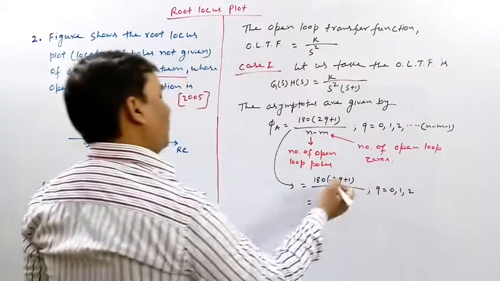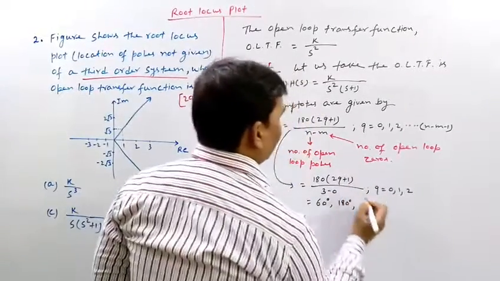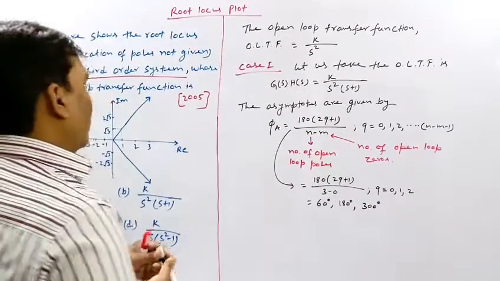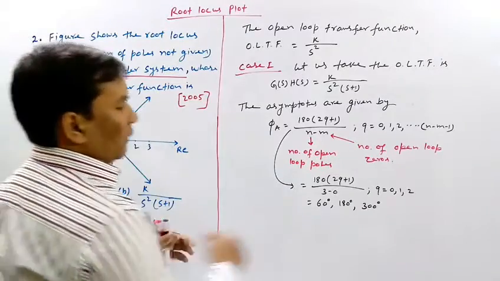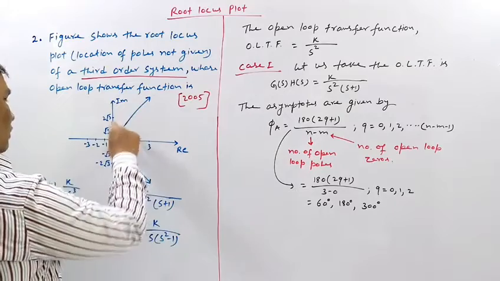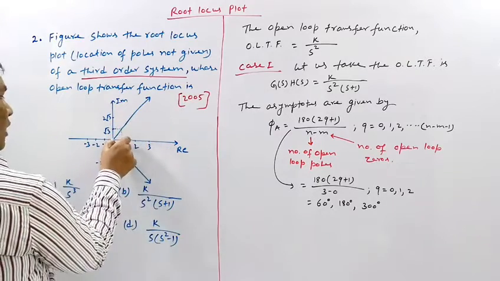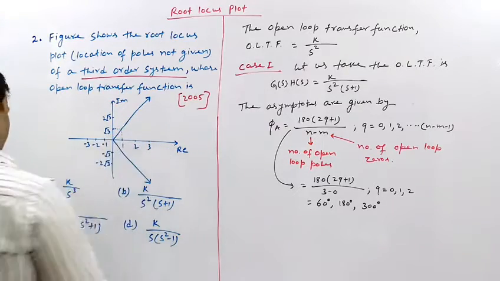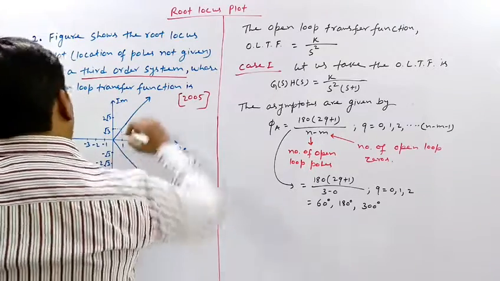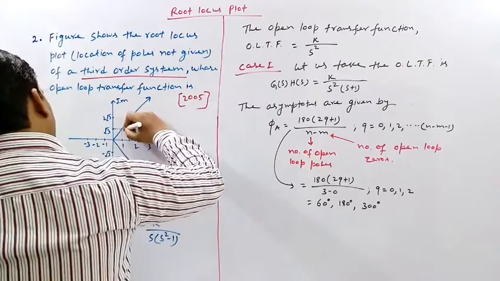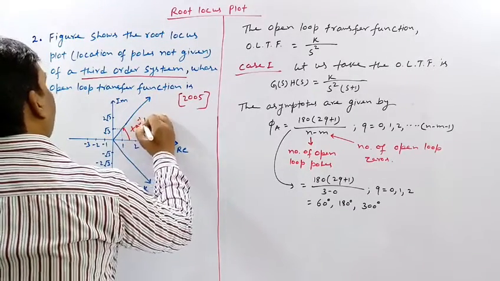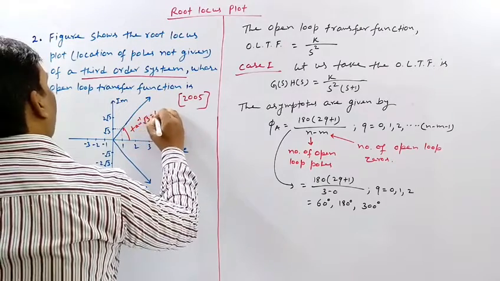Okay, and if we put the value of q as 2, then it will come 300 degree. So it is clear. So two asymptotes will be along, one will be along 60 degree. This is 60 degree because this is root 3 and this is 1. So tan inverse here. Let me write this angle. This angle is nothing but tan inverse root 3, and that is equal to 60 degree.